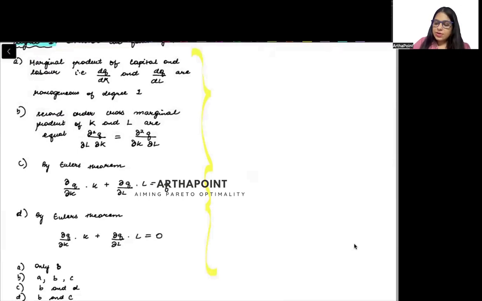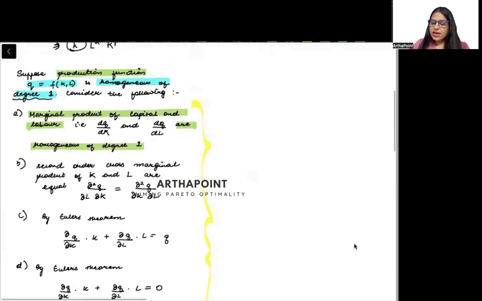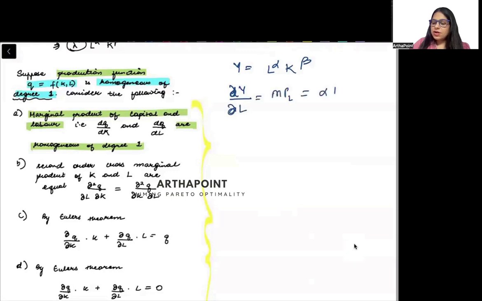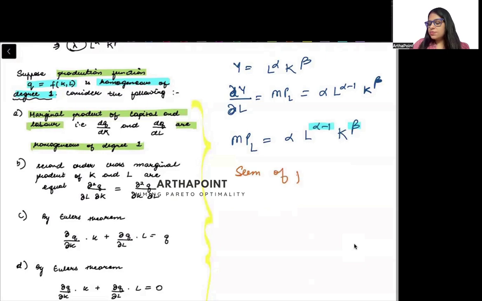Read the first one. Marginal product of capital and labor are homogeneous of degree 1. So what is our production function? Y is equal to L to the power alpha, K to the power beta. So if I do del Y by del L, this will be the marginal product of labor. And this will be, power comes down, power reduces by 1, K to the power beta. So marginal product can be written as alpha, L to the power alpha minus 1, K to the power beta.